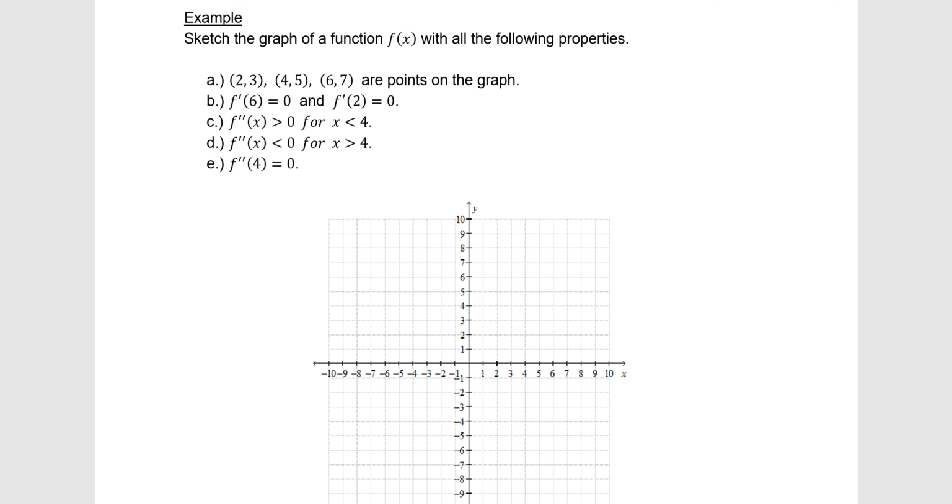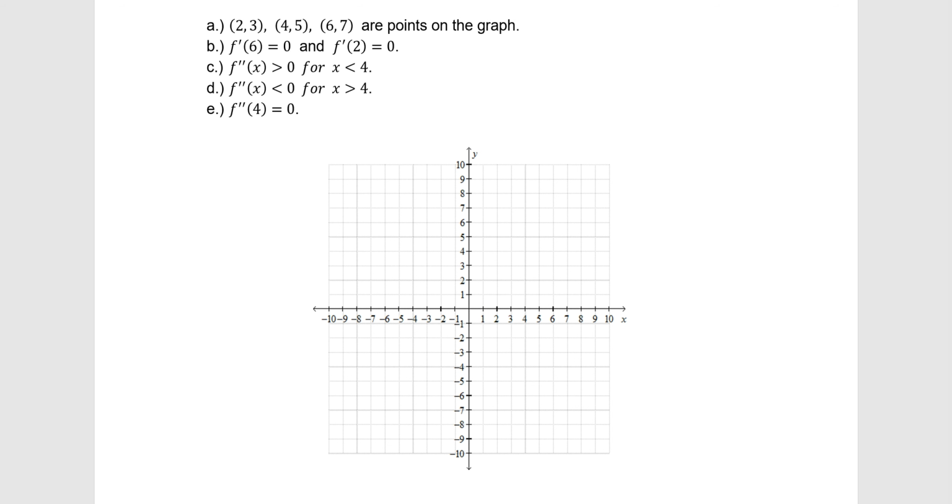Let's go ahead and sketch the graph of a function with all of these properties. The first one, nice and easy, all of these points have to be on the graph. So 2, 3, 4, 5, and 6, 7. So all of these points are on the graph, so that one's good. And for the next one, for b, we have f prime of 6 is 0, and f prime of 2 is also 0.